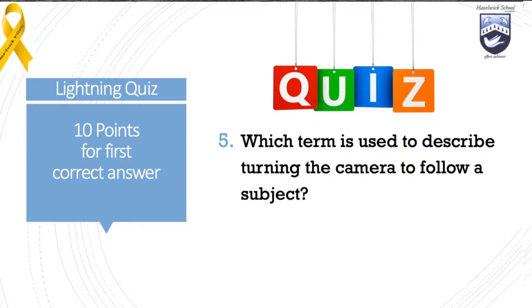Which term is used to describe turning the camera to follow a subject? Tracking. Panoramic. It's kind of right, but I want to pass my bug. Tracking. Oh, this is my favourite sound. I hate the sound of you doing well. This is good. No. Okay. Well, never mind.